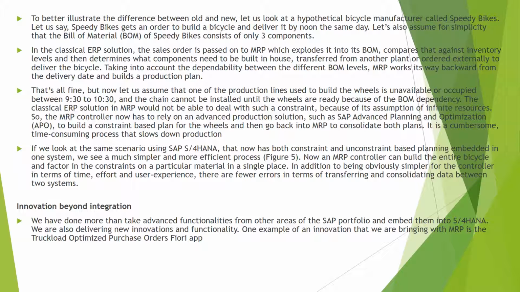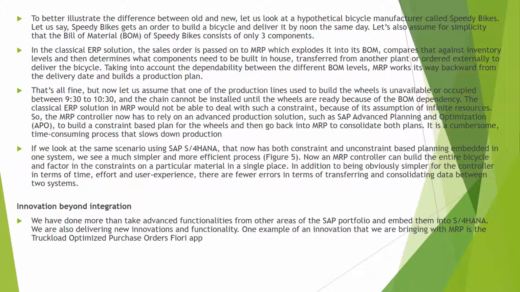In the classical ERP solution, the sales order is passed on to MRP, which explodes it into the BOM, compares that against the inventory levels, and then determines what components need to be built in-house, transferred from other plants, or ordered externally to deliver the bicycle. Taking into account the dependencies between the different BOM levels, MRP works its way backward from the delivery date and builds a production plan.